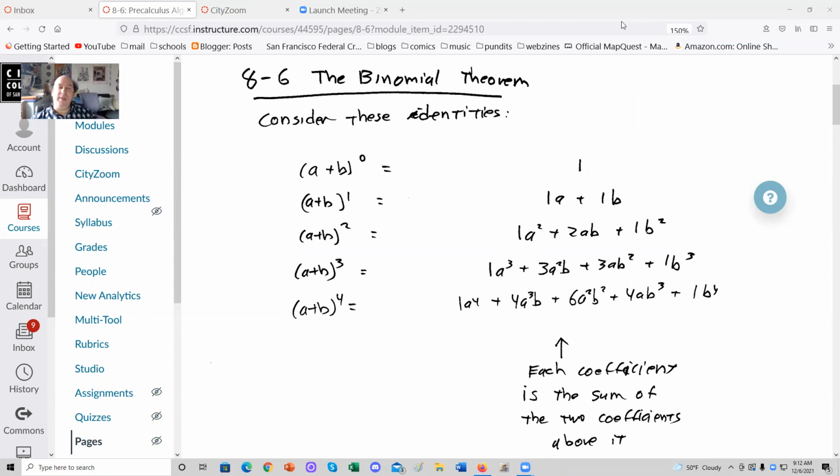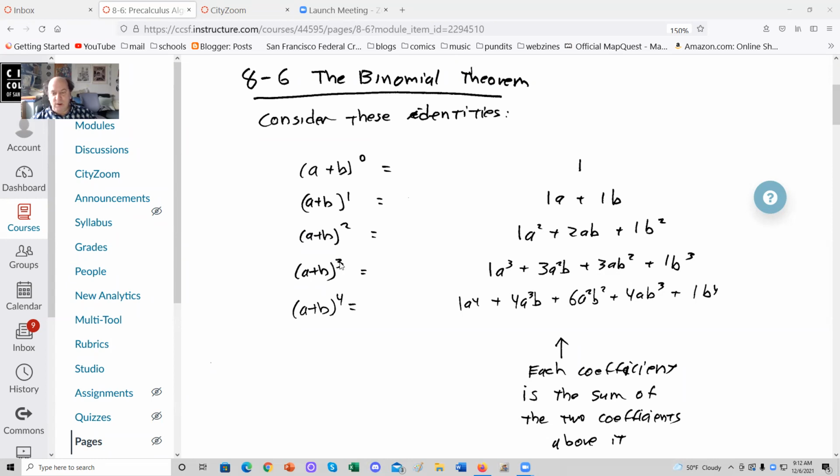The binomial theorem. This is talking about powers of sums of two terms, a binomial. So two terms, we take powers of. The 0th power is 1. The first power of a plus b is 1a plus 1b. The second power is 1a squared plus 2ab plus 1b squared.